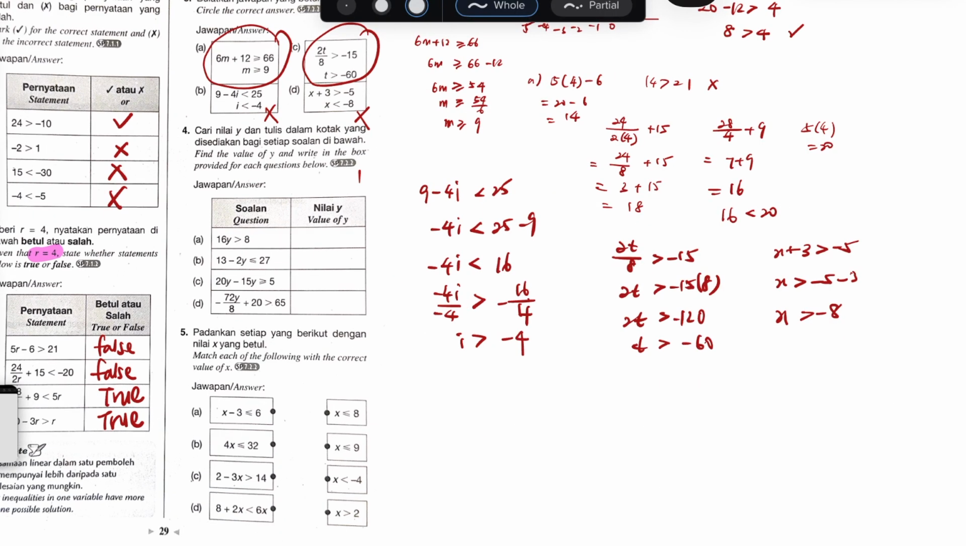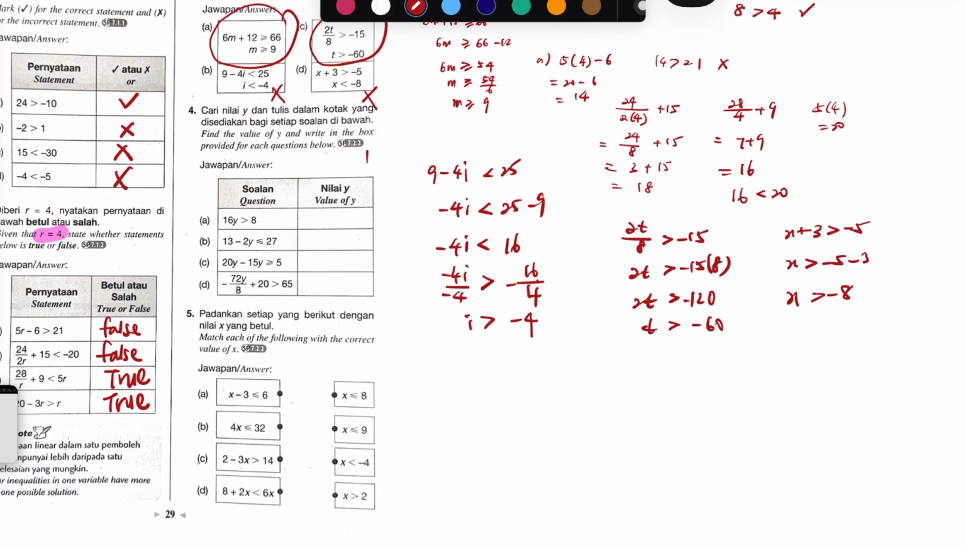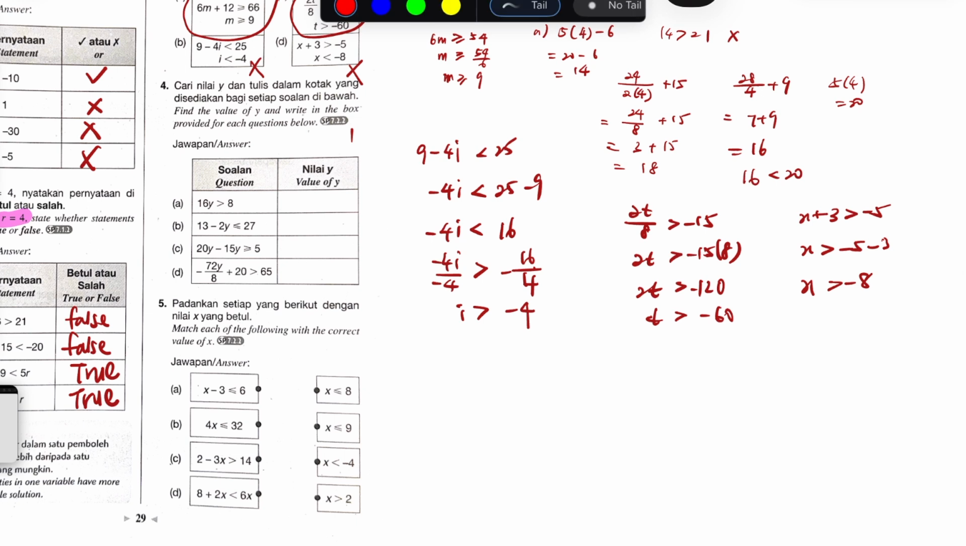All right, let's continue on question number 4. Number 4 is asked to find the value of y for each. So we need to do the calculation. 16y greater than 8. So y is greater than 8 over 16, which is y greater than 1 over 2. All right, so y greater than 1 over 2.